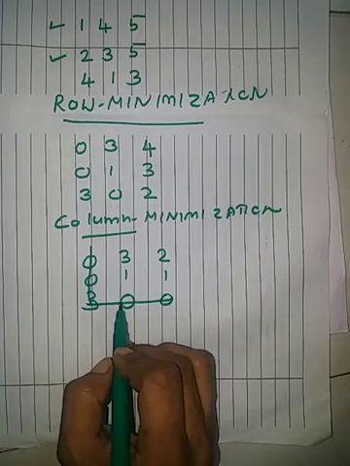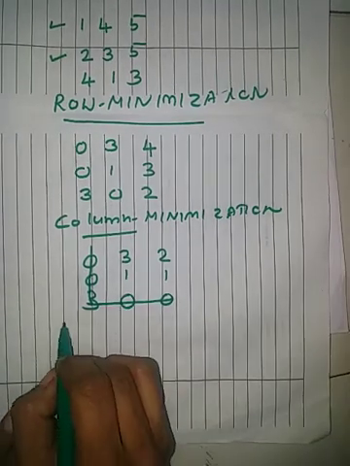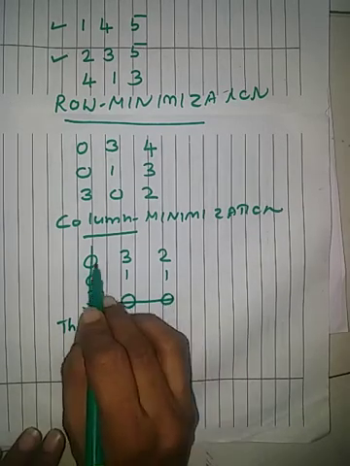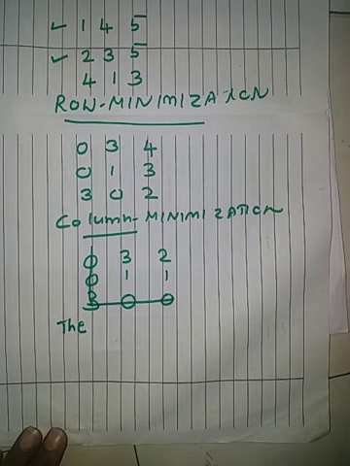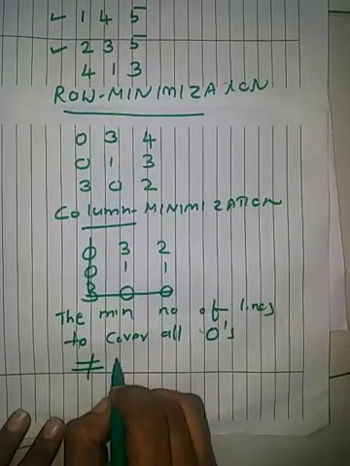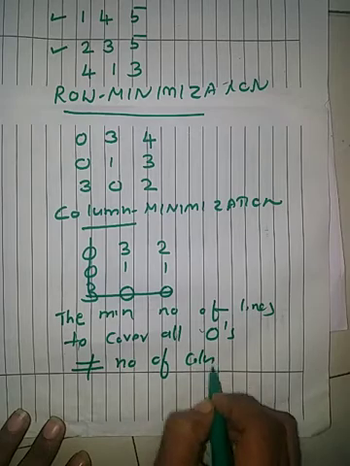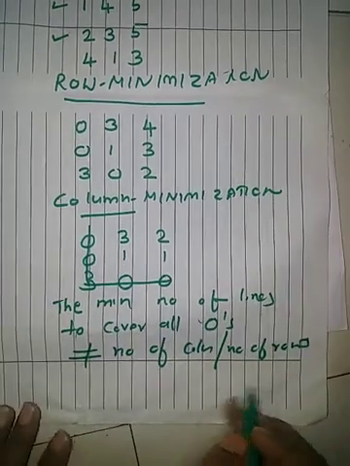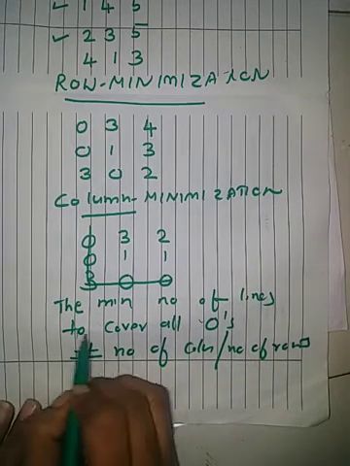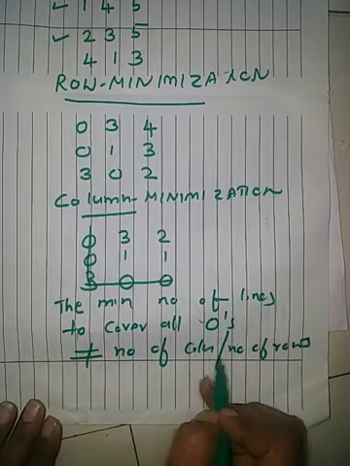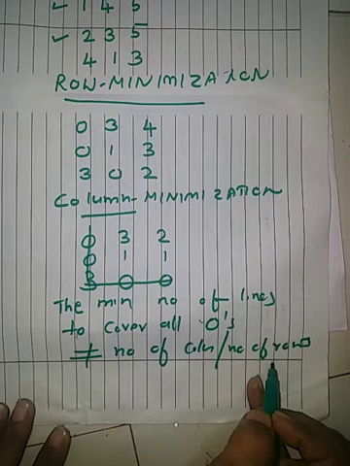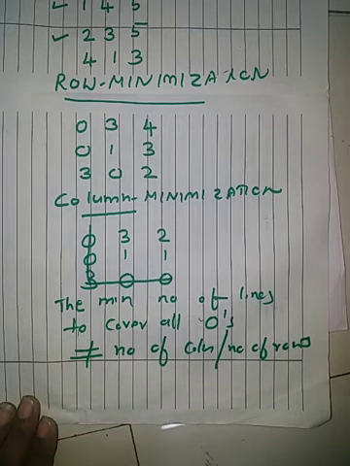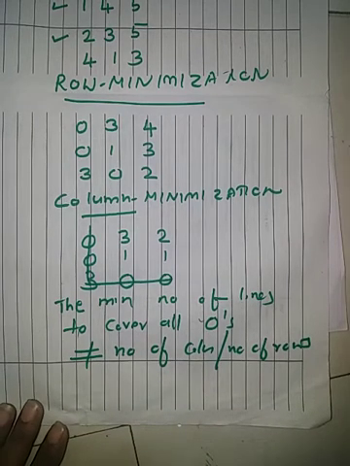For rearranging the matrix, we have to write the reason: the minimum number of lines to cover all zeros is not equal to the number of columns or number of rows. Number of rows and columns always will be equal. So, the minimum number of lines to cover all the zeros is not equal to the number of columns or rows. So, we have to rearrange the matrix. We have not reached the final matrix. Now, we are going to make the final matrix.